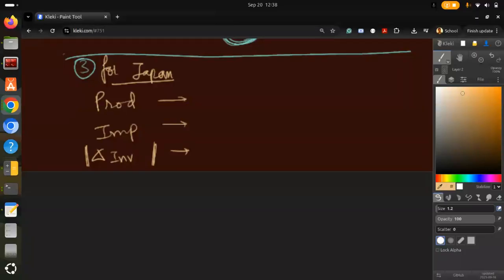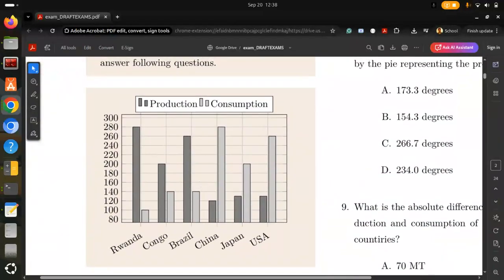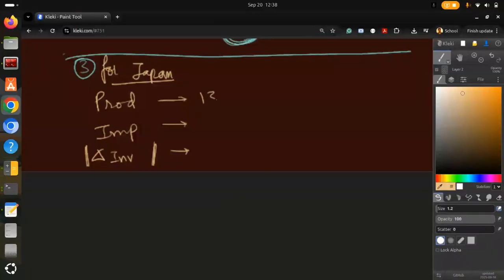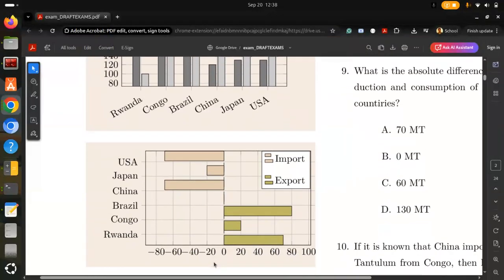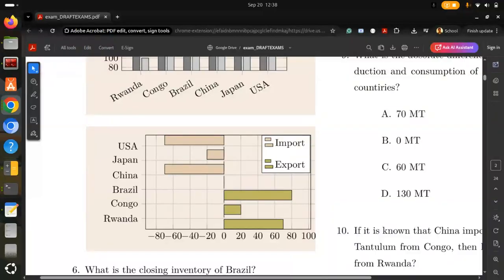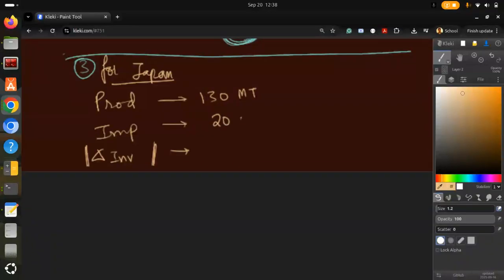Production of Japan we can directly read from the chart. Japan's production is the dark color one, between 120 and 140. So that is 130. So 130 metric tons of tantalum is the production of Japan. Now how much is it importing? Here import is this one. So import is 20. Even though it's minus 20, don't worry about that, because as long as you are labeling it as import and export, we can always consider the absolute value. So Japan import is 20 metric tons.